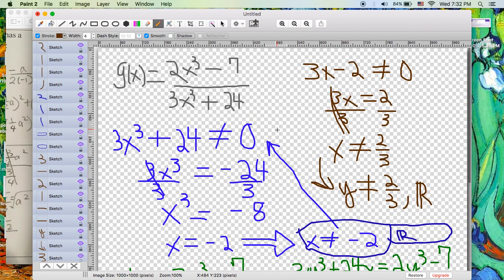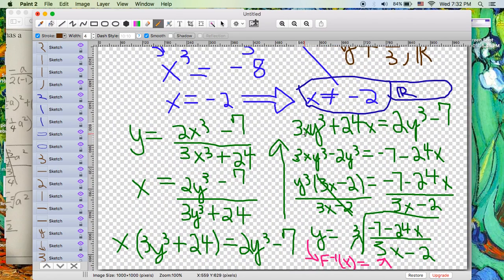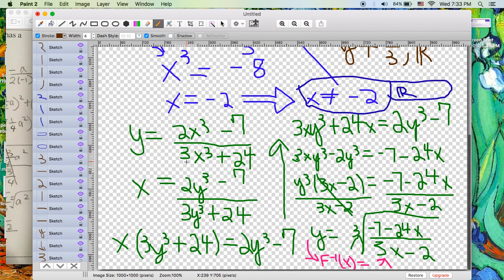Now, the range is a little bit more complicated, because the method that I used was to look for the domain of the inverse function. When you're looking for the inverse function, you swap all the values of y and x. Originally you replaced g of x with y, so this is no longer g of x, this is y. y equals 2x cubed minus 7 over 3x cubed plus 24. Then you switch the x's for the y's and y's for the x's, so you get x equals 2y cubed minus 7 over 3y cubed plus 24.